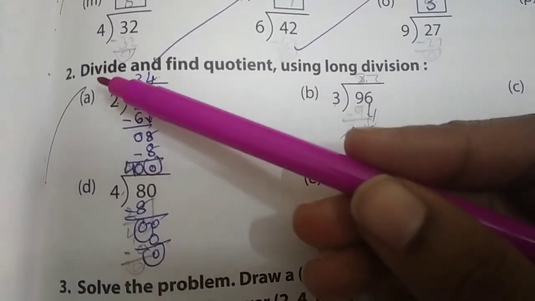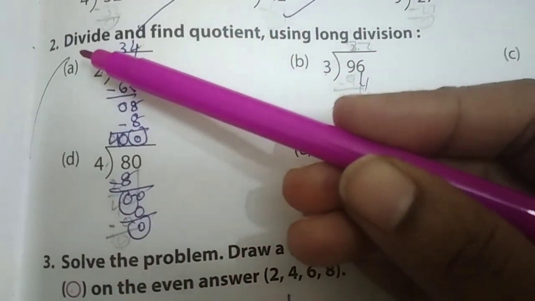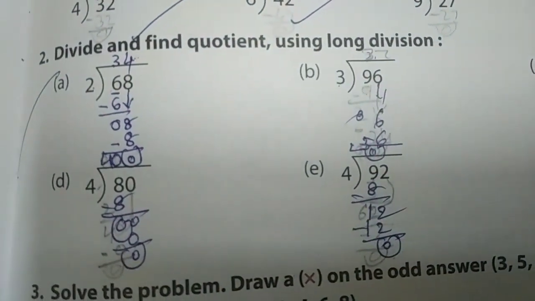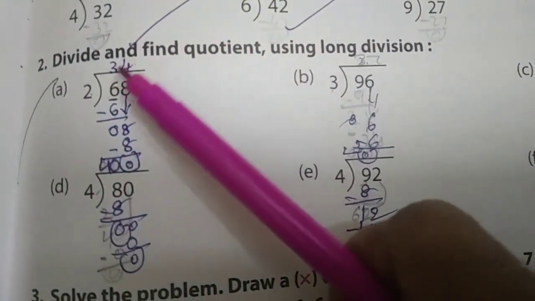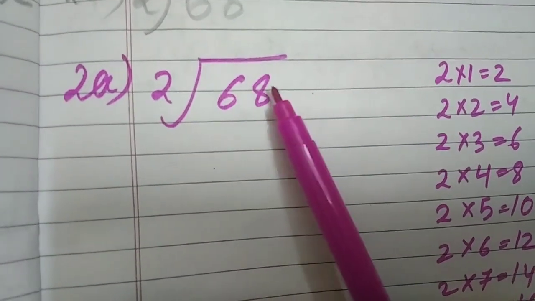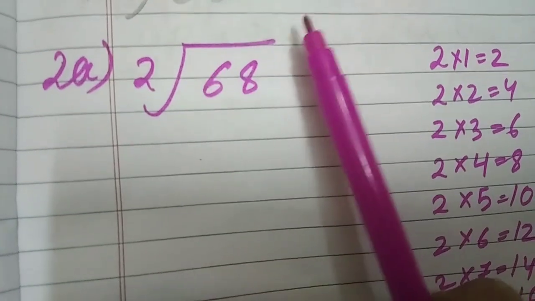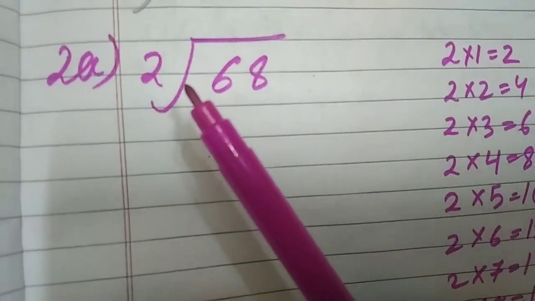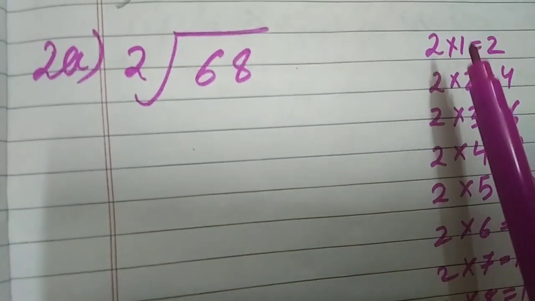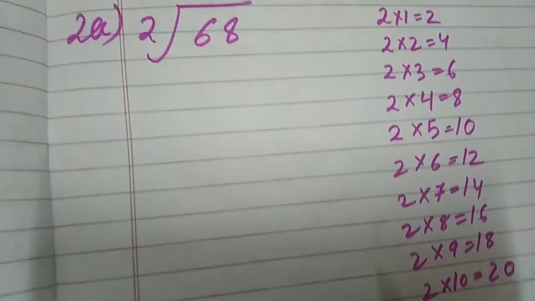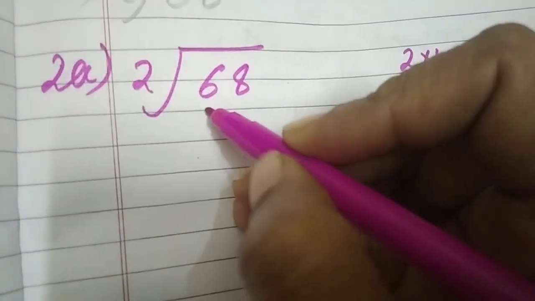So children, here you can see the second bit of exercise 5.4. You have to follow the same method that I have just told you. Okay. So I'll solve the A bit. Here you can see 68 divided by 2. I have written 68 in the middle and 2 on the left side. Next, what is the step? Yes, you have to write the table. I have written the 2 table here.